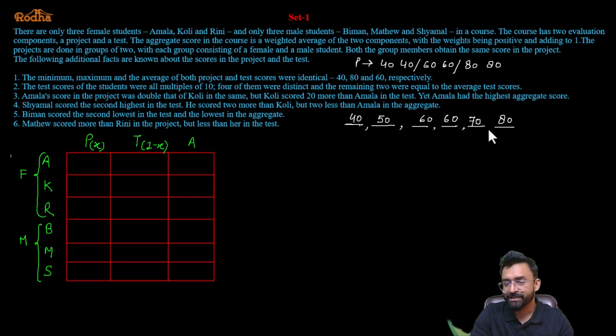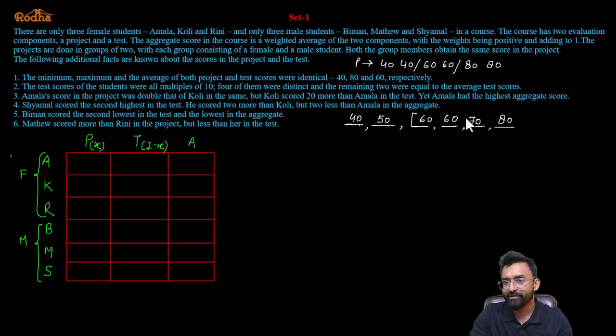Do you agree with this? So these are the numbers which I am going to use. 40, 50, I have to use numbers. The numbers should be different. 4 numbers are different and 2 numbers are equal to the average. So this is 60 and 60, and the remaining 4 numbers are different. Minimum is 40 and upper limit is 70.